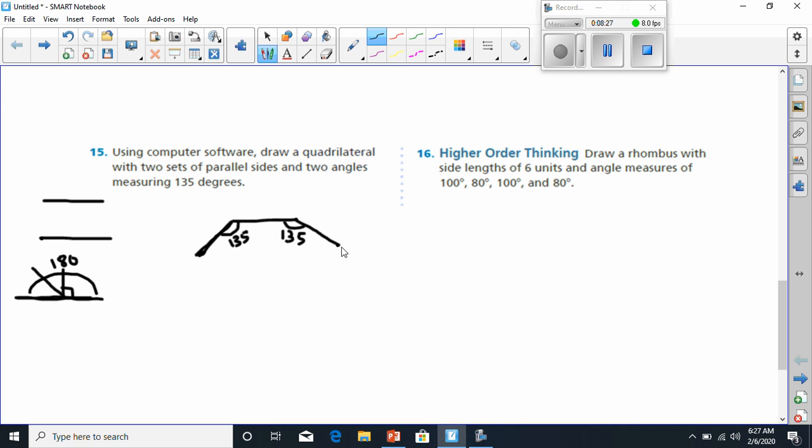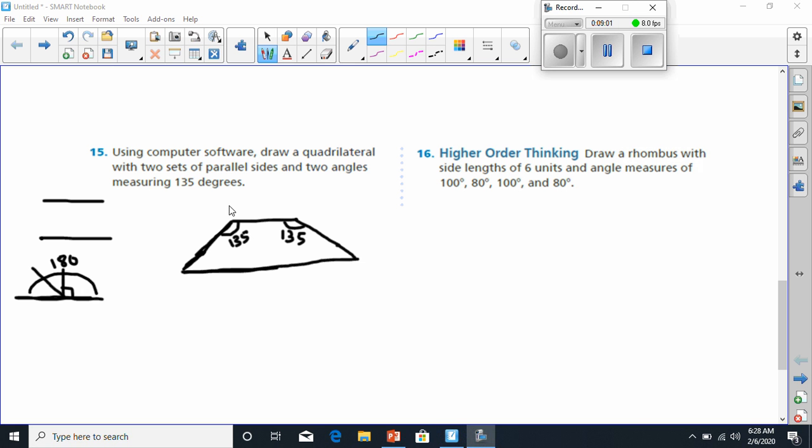Now, it doesn't matter how long, because it doesn't say what the side lengths are, right? It doesn't matter how long you go out, but you will have to have these probably the same length, because these angles will also have to be the same, very likely. If those are the same, you might have one longer than the other. As long as these are 135, you can connect these, right? And that should qualify for an answer for number 15.